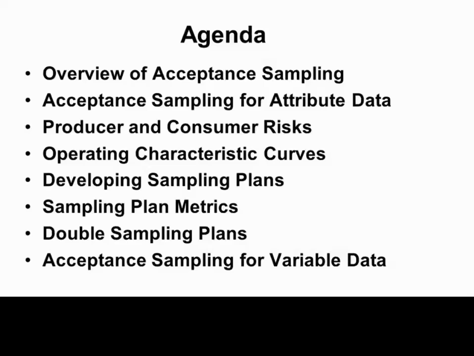And then from that, we'll learn how to develop a sampling plan that has an OC curve that goes through those 2 points, and therefore controls the risks of making wrong decisions when we sample units from production or incoming material.